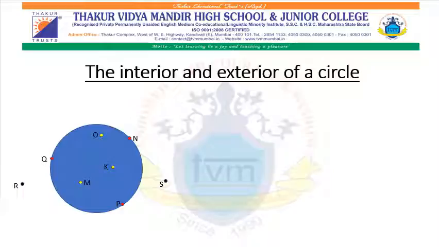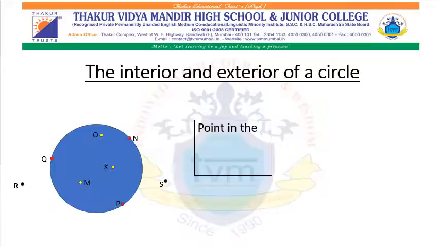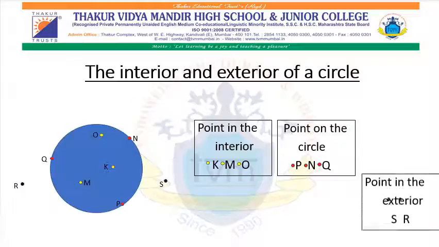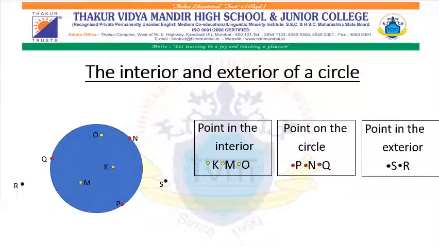Now, which are the points that are in the interior of the circle? In the interior of the circle, there are point K, point M, and point O. Point S, point R are in the exterior of the circle, while point P, point Q, and point N are the points on the circle.